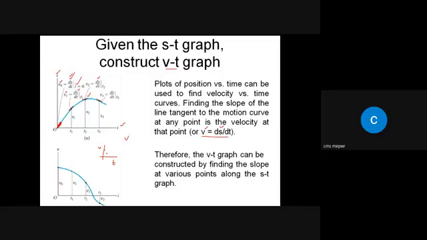I'm using just hypothetical values, it can be any values, but at least you get the idea of how we can plot the velocity versus time plot if you have a plot between displacement and time. So if you are given an st plot, from this you can construct the vt graph. Is it clear to everyone?